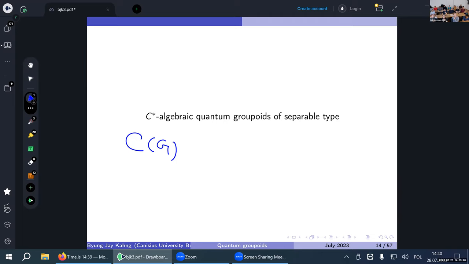It has to be separable, I think. It may be even more restrictive. It may even have to be only discrete. I mean, the space of units cannot be just an arbitrary locally compact Hausdorff space. Right? No, that's a limitation of this.